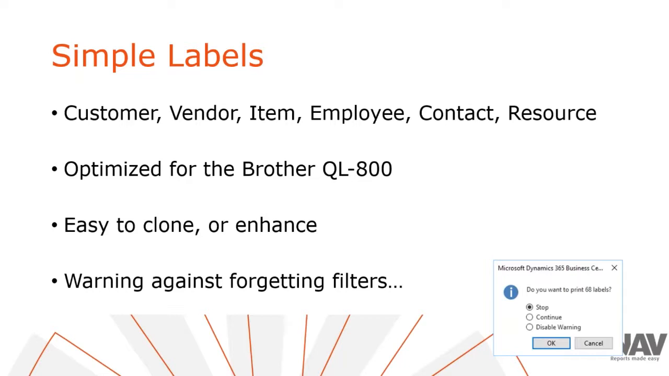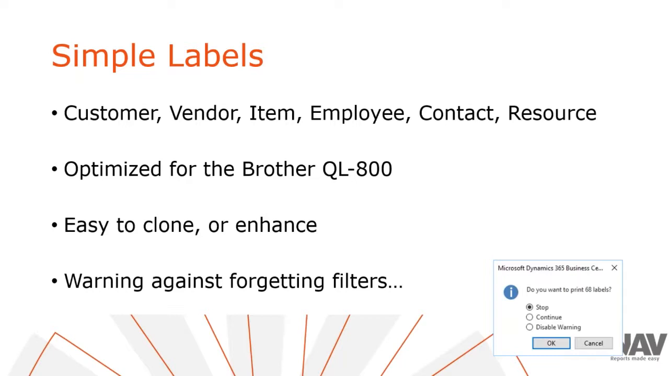We've decided to create simple labels for the most popular master data, which in our case we identified as customers, vendors, items, employees, contacts, and resources. You may ask, why is the fixed asset not here? We decided against doing the fixed asset for now. Maybe we'll add it later if we get a lot of requests.